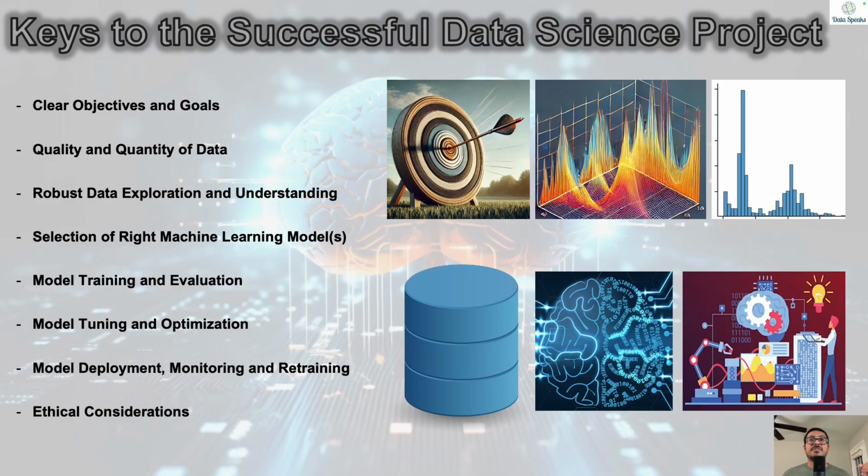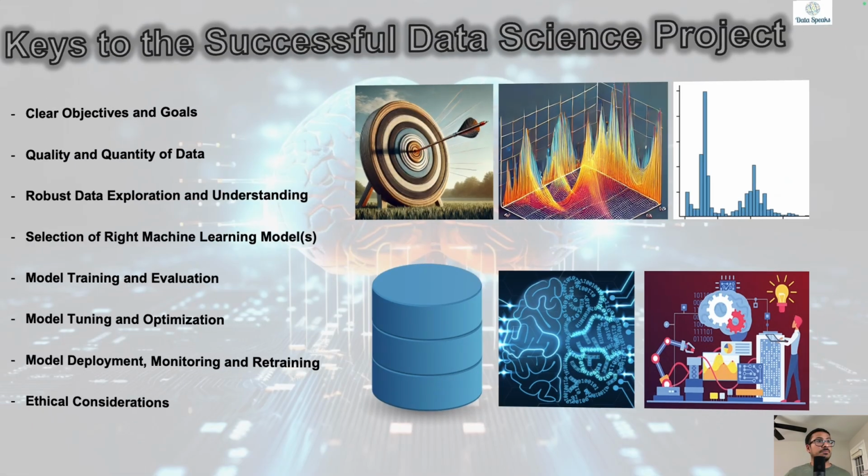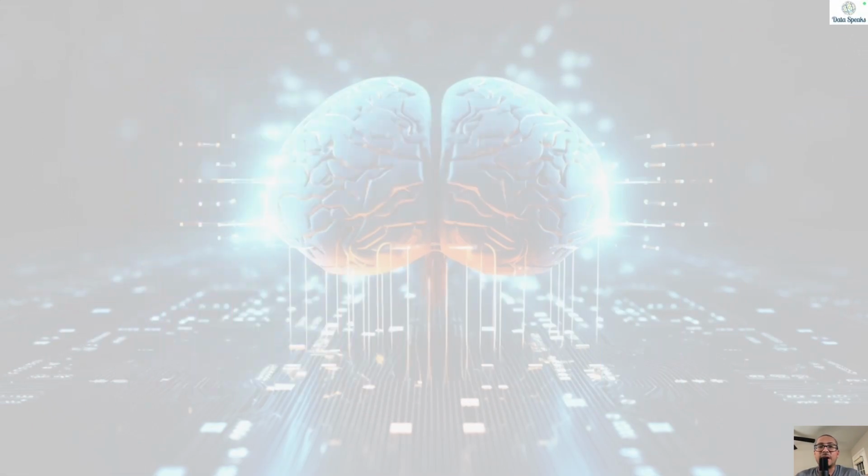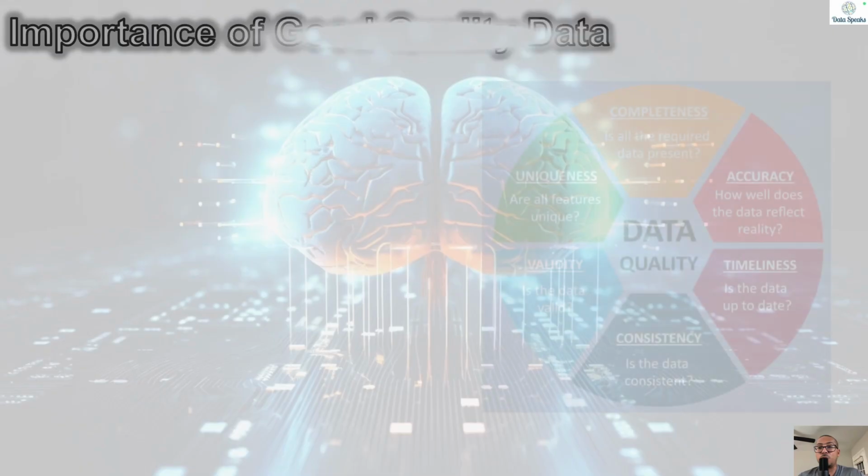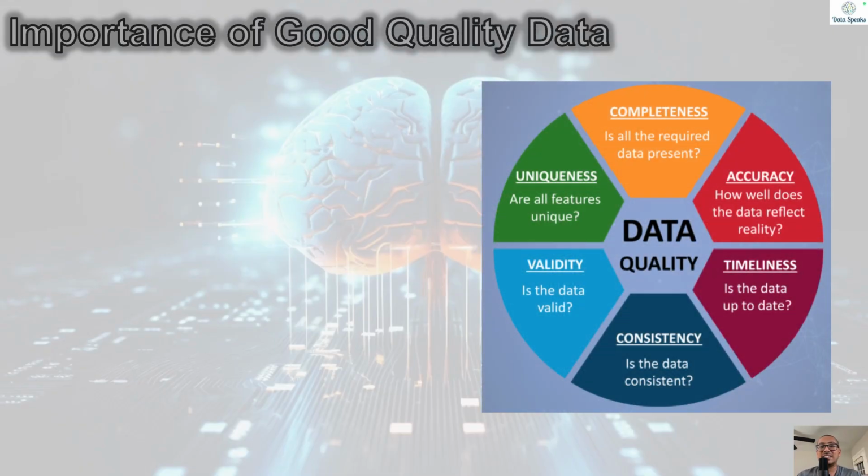That being said, these are the factors that we need to always take into account, from understanding what problem we are trying to solve up to the ethical considerations of our machine learning and data science projects. Now, next I want to talk about something absolutely fundamental to data science and machine learning projects, that is the importance of good quality data.